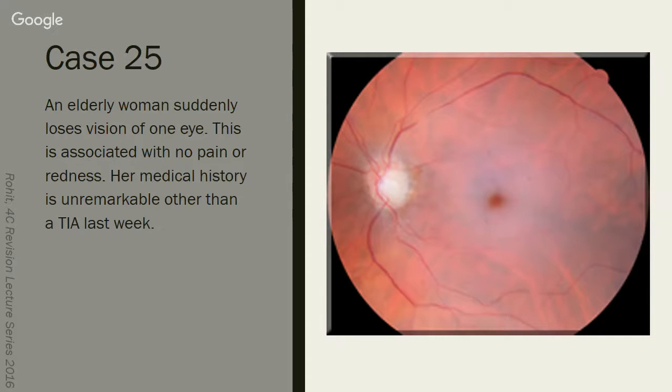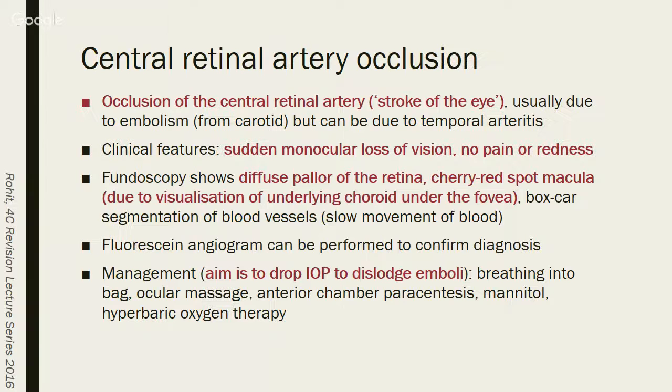So unilateral vision loss: an elderly woman, sudden loss of vision in one eye, no pain, no redness. The medical history is unremarkable. She had a TIA last week. Central retinal artery occlusion, absolutely. So this is basically a stroke of the eye.